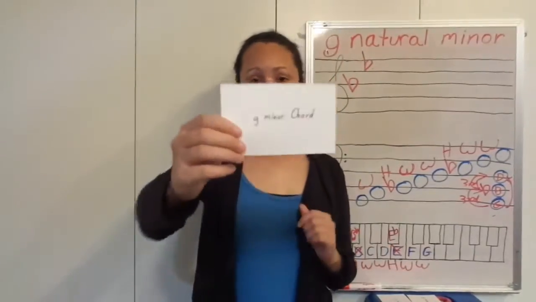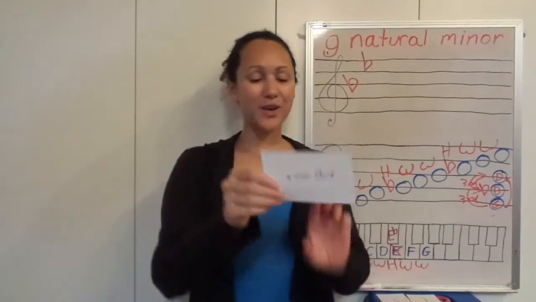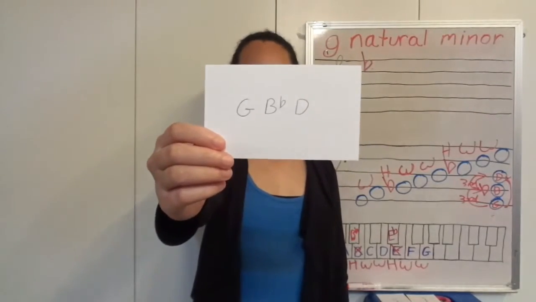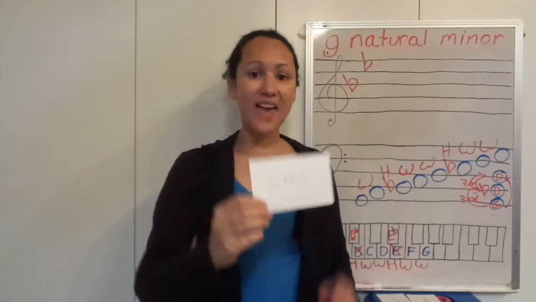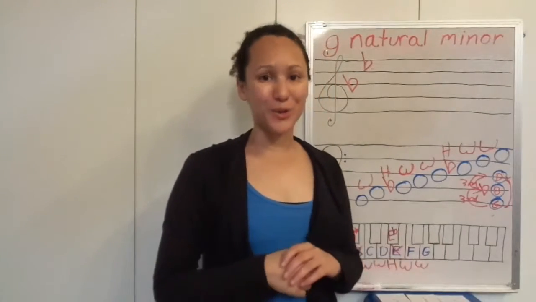And then we have G minor chord. And go ahead and spell out the chord. G, B flat, D. And that will give us your G minor chord.